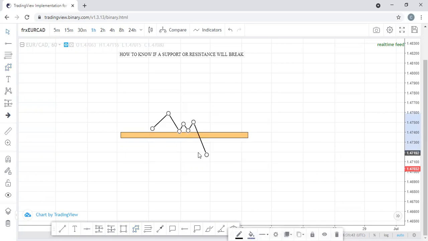So these are the basic ways to know if your support or resistance will break, and that is what I'll be sharing today. This will help you in trading and maximizing. If you see something like that, then you can stay out of the trade.